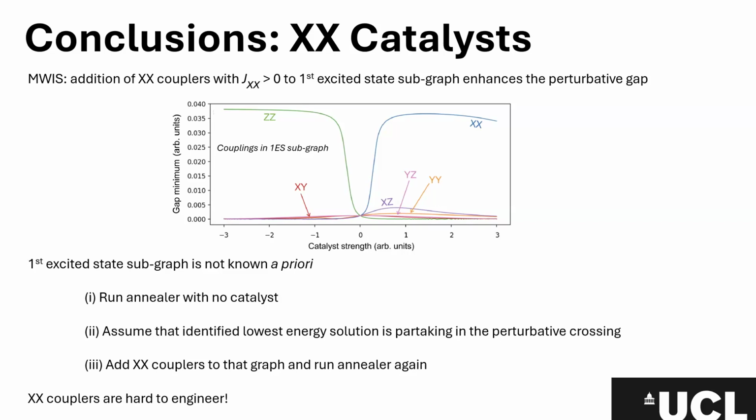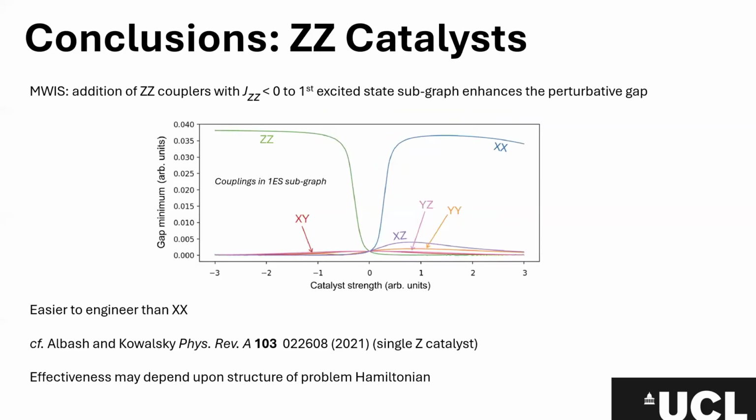Of course, the problem here is that XX couplers are hard to engineer. There are proposals out there for doing it, but it is a hard engineering problem. So why don't we just use a ZZ catalyst? Because ZZ, in the flux qubit context, certainly exists already.